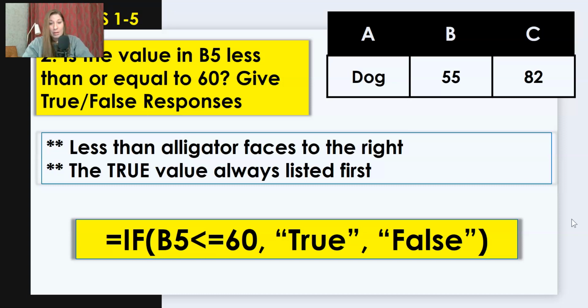So that means the alligator mouth is not trying to eat the B5. We're trying to see if it's less than, so it's going to be open towards the 60. You have your equal sign, 60, comma. Make sure you have the comma. And then our true and false responses, make sure you have the quotation marks around those separated by a comma. At the very, very end, you have your ending parentheses, just like always.